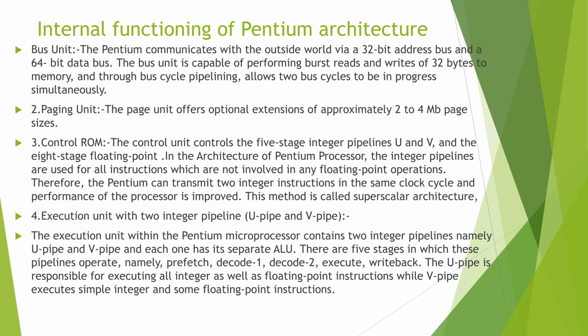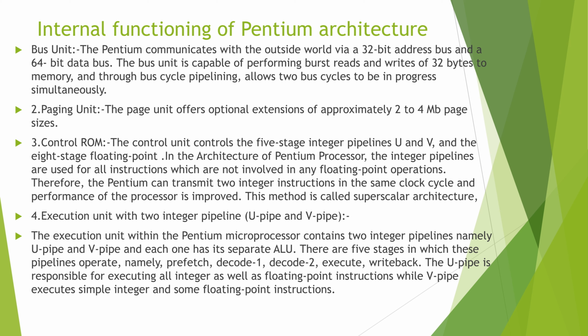In the architecture of the Pentium processor, the integer pipelines are used for all the instructions which are not involved in any floating point operations. Therefore, the Pentium can transmit two integer instructions in the same clock cycle, and the performance of the processor is improved. Due to the availability of two pipelines, with the control ROM controlling both the integer pipeline as well as the floating point pipeline, the Pentium is called a superscalar architecture.